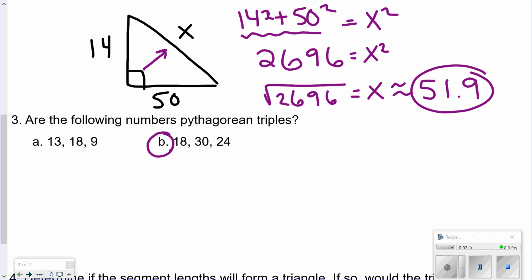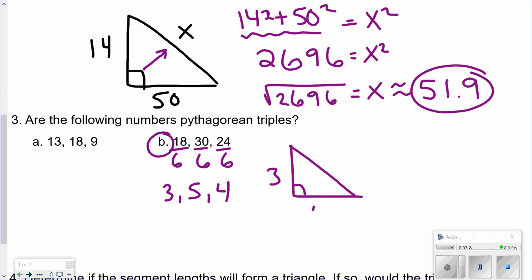Why? Well, if I divide all of these by 6, this would give me a 3, 5, and 4, and we know that a 3, 5, 4 triangle is a Pythagorean triple because 3 squared plus 4 squared is equal to 5 squared. So remember, this is just a little cheat or a shortcut to figure out if the sides are a right triangle.